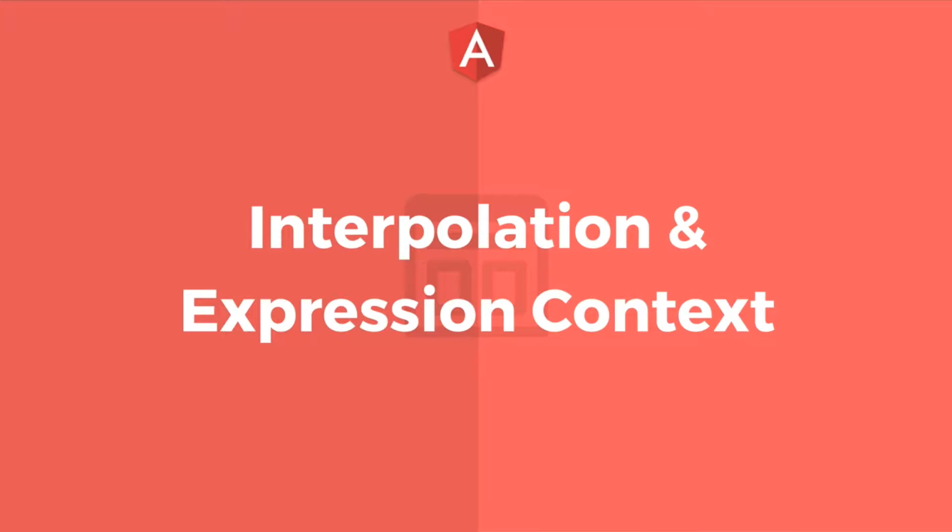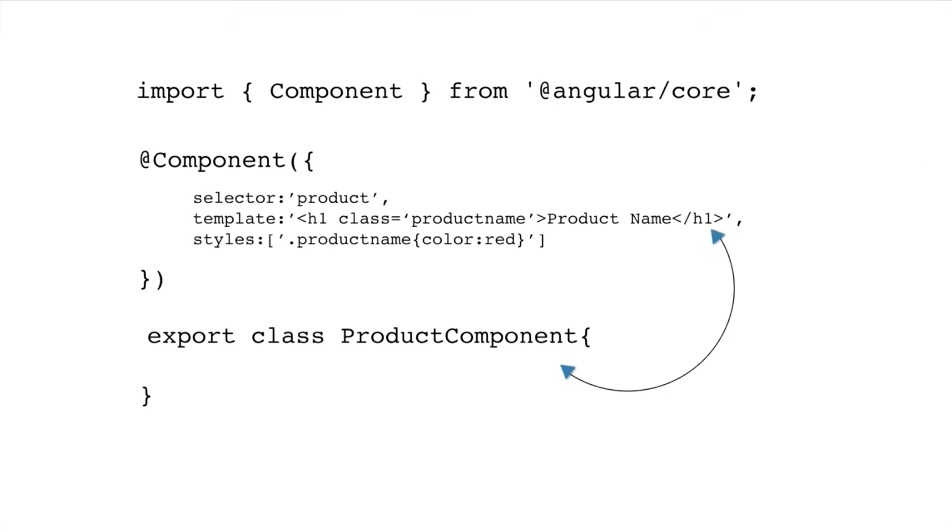Now we know how to create a component, how to play with its template properties, how to add styles to beautify our components, and how to nest one component into another. But until now, we haven't seen how to communicate between our component class and the component's markup DOM.